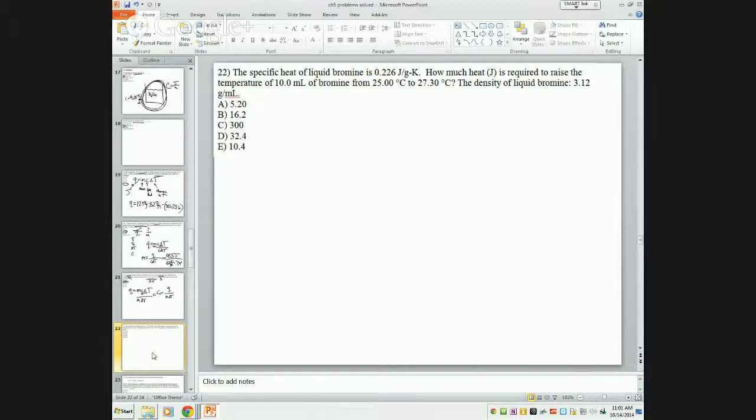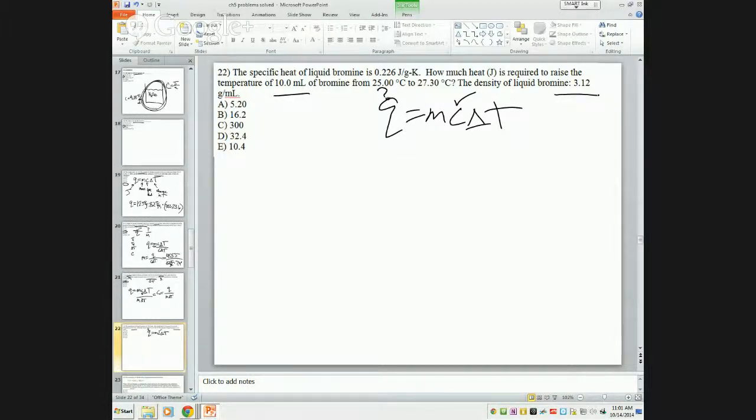All right, 22. Specific heat of liquid bromine is this. How much heat is required to raise the temperature of 10 milliliters of bromine from that to that? It gives you the density. All right, so we know we're going to need this formula again. They give us the C. They want to find Q. They give us milliliters, and they give us density.